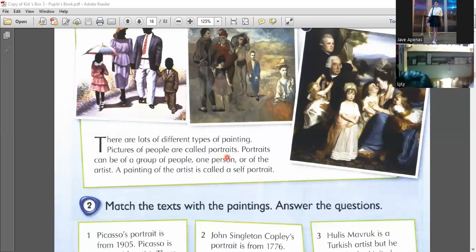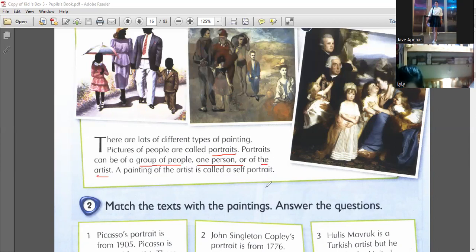Portraits. Yes, what is it called? Please read. What is this? No, portraits. Portraits. These are pictures of people. What are portraits? Portraits can be of a group of people, one person, or of the artist.